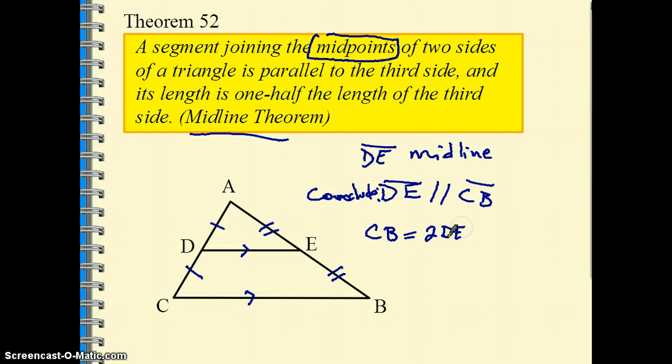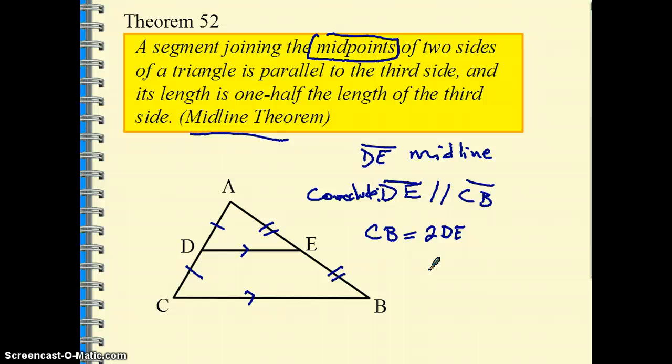Now, you might ask, well, wait a minute. It says 1/2 in the theorem, but I'm using 2. Well, this is the same thing. DE is half of CB, so we could rewrite that to say DE is 1/2 times CB, or we could say CB is 2 times DE. Now, these are the two direct conclusions that we can make using Theorem 52, but there are some indirect conclusions that we can make as well using our parallel theorems that we had from Chapter 5.